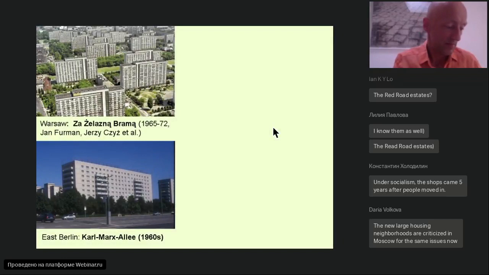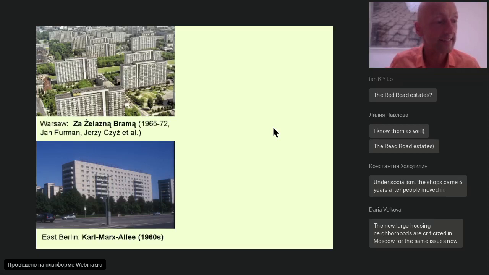But my point is that even in the context in which we have bad reputation, there are areas that still retain a rather good reputation. The development Żelazną Bramą in Warsaw is still a comparatively stable neighborhood. It's certainly not a slum.